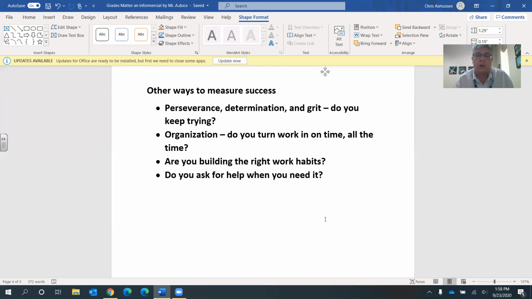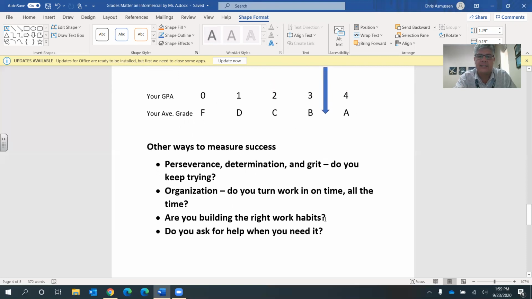Maybe the fact that you are learning how to organize yourself, that you've turned in all of your work and you've turned it in on time, even though your grades might be low, that is something to celebrate because you have developed the habits of work. You have developed the habits of study. And if by chance you are struggling, yet you are brave enough to talk to your teachers and you are asking for help when you need it, I measure that as success.